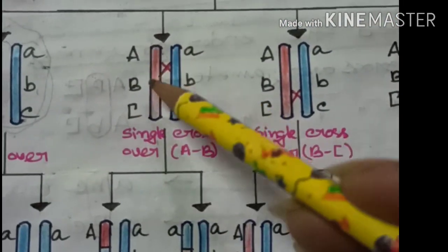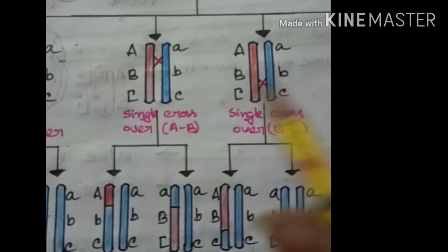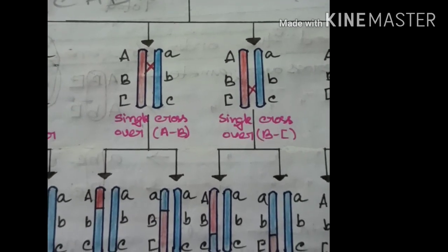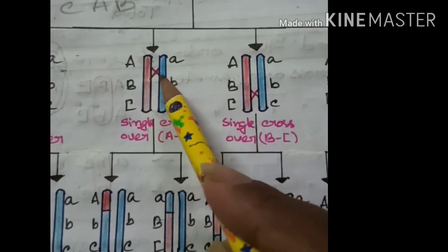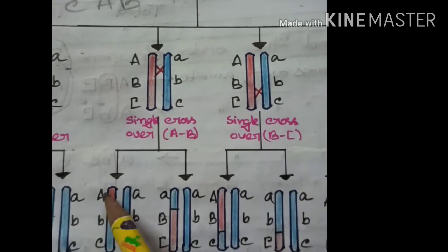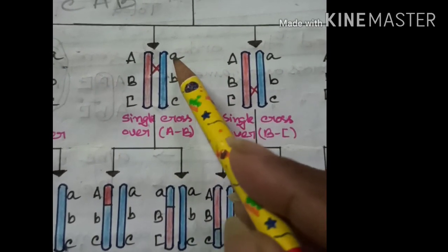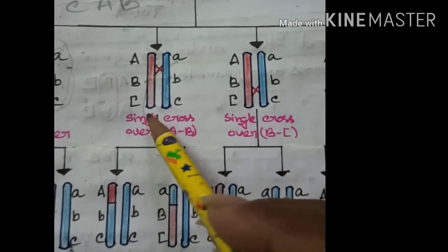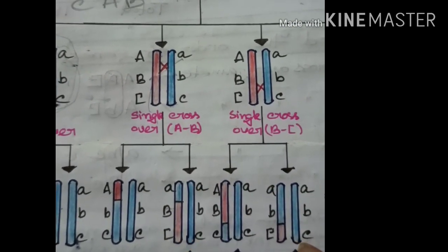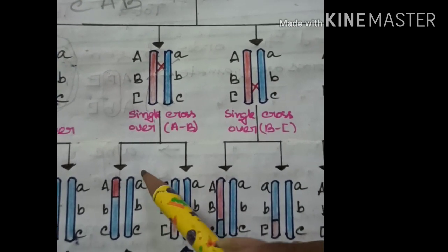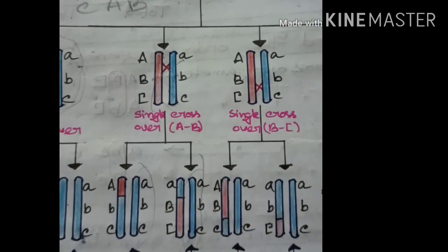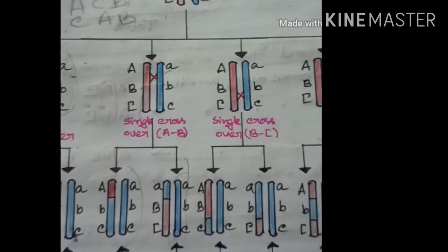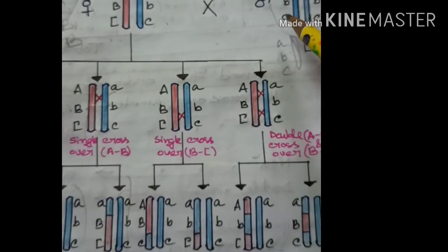Next, single crossover between A and B. That means capital A, small b, small c, and small a, capital B, small c, right? And the other chromosome we get from small a, small b, small c.